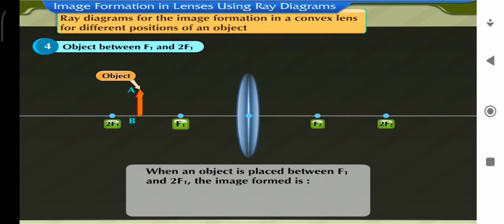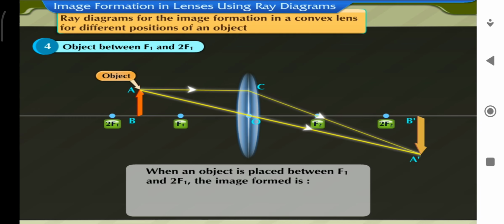Object between f1 and 2f1. The ray AC passes through f2, while the ray AO passes through the optical center without any deviation. Hence, the image A'B' is formed beyond 2f2. The image is enlarged, real, and inverted.